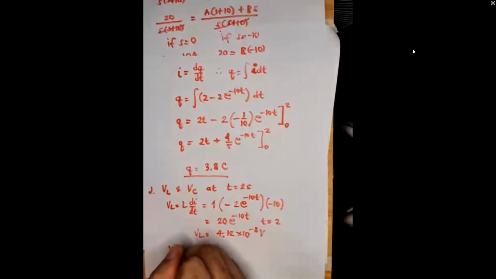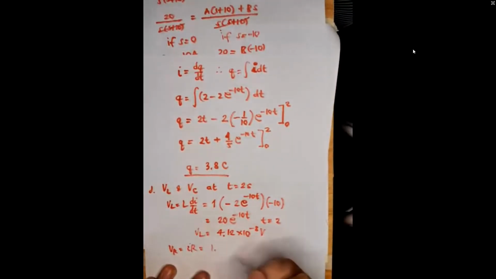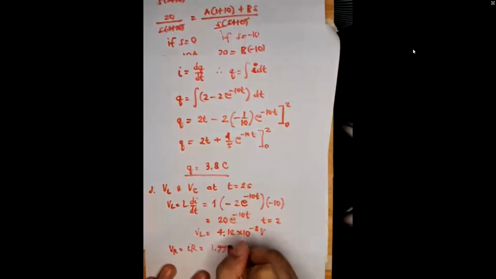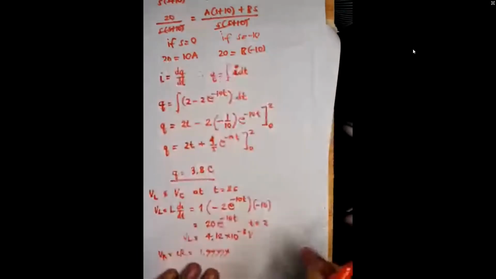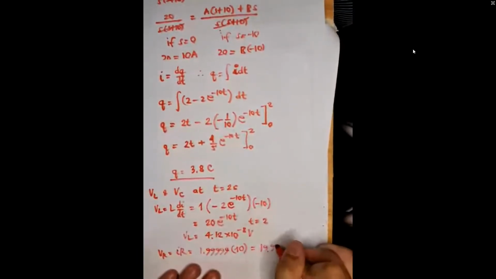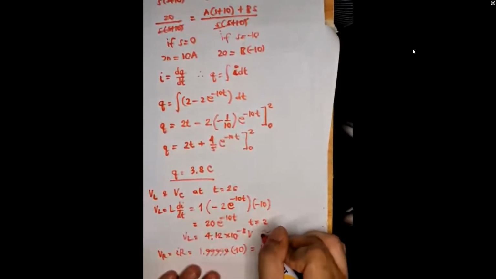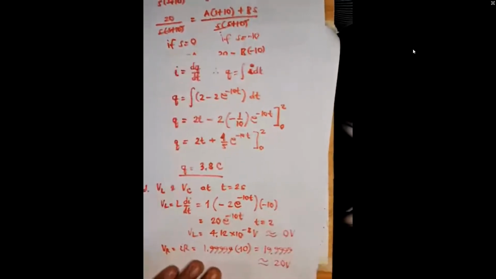Ano naman ang VR? So VR is equal to IR. So that's equal to 1.9999. Tama ba ako? 9 times 10. So that's around 19.9999. So approximately kasi ito ay 0 volts. Ito naman approximately 20 volts. Kasi dapat ang total voltage natin ay 20 volts. Kasi nag-start pa lang siyang mag-charge.